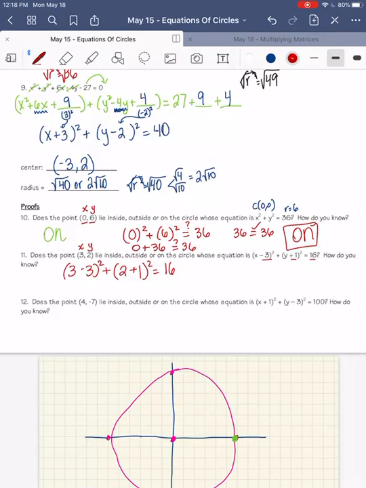So 3 minus 3, remember with please excuse my dear Aunt Sally, we have to do the parentheses first. So we're going to do that subtraction and then square it. And so that would be 0 plus 9. Does that equal 16? And the answer is no. So it's not on the circle. So this is 9 and 16. How does 9 compare to 16? Well, it's less than 16, right? So if it's less than, that means it's going to be inside the circle because it's less than the radius squared. So because of this symbol, it's inside the circle.